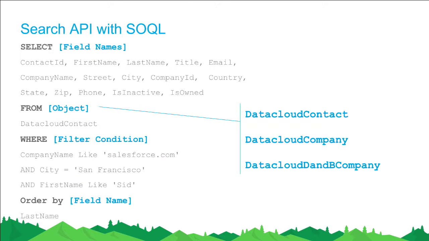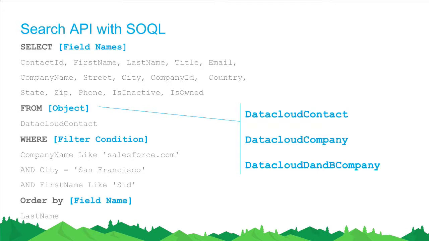So this is how you would use the search API today. It is in the form of a basic SOQL statement. So what you can do is specify a bunch of field names and your object, as well as specify a bunch of filters. In this scenario, if I'm trying to search for a Data Cloud contact, I can specify which company I'm looking at, where's the city, what is the first name, etc. You can also do an order by. This is supported on all the 3 objects that we have today.